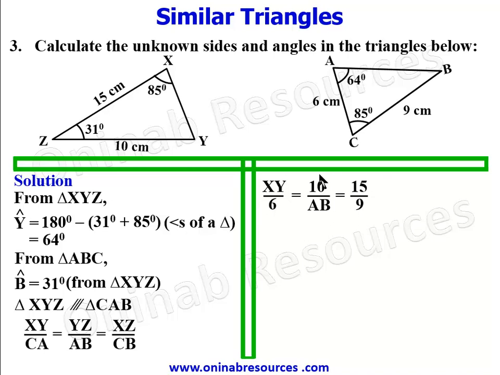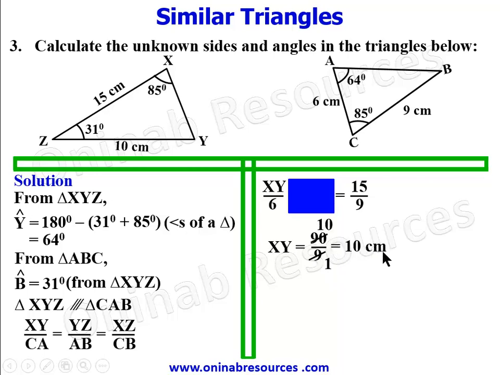We are going to pair the first and the last, so we keep the middle ratio, making XY the subject of the relation. So we have 6 times 15, that will give us 90 over 9. 9 divided by 9 gives 1, 90 divided by 9 gives 10. So XY is 10 centimeters. So we are done getting the value of XY.